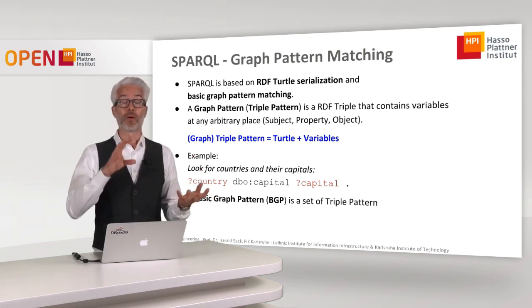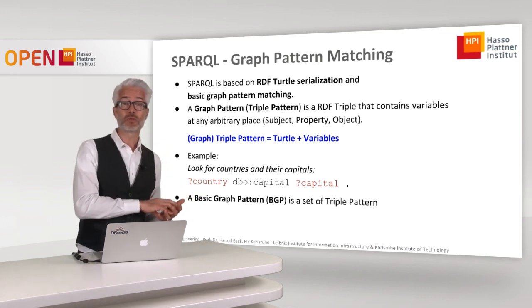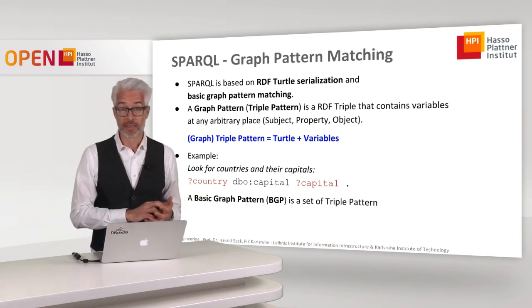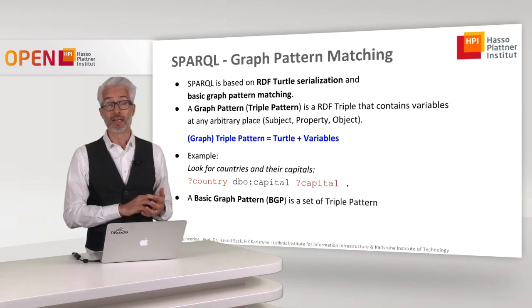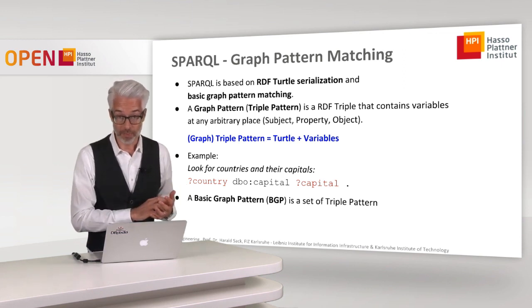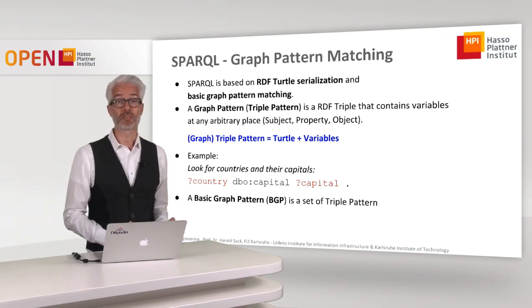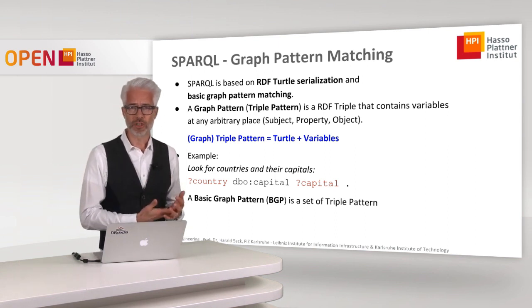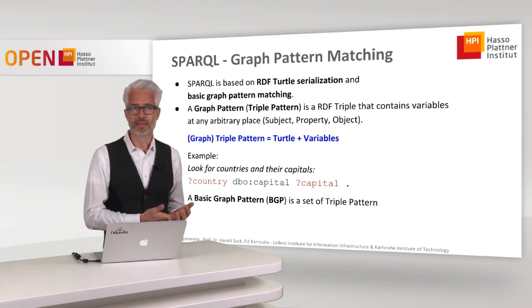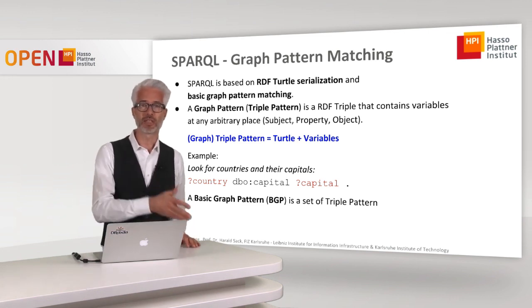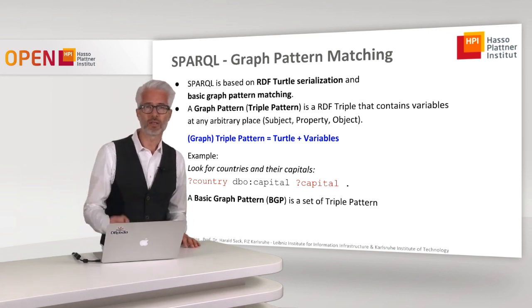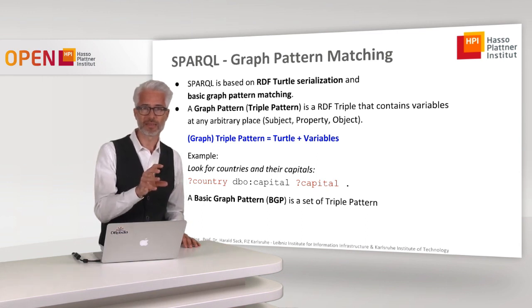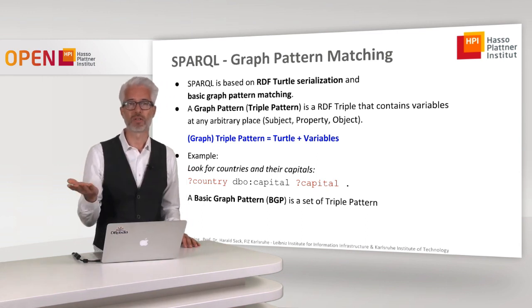And what we are doing, we are defining so-called graph patterns. And then SPARQL works as a pattern matching algorithm. What is a graph pattern or a triple pattern? This is simply an RDF triple which contains one or more variables at arbitrary places, so as a subject, as a property, or as an object. So a graph triple pattern is nothing else but Turtle plus variables.